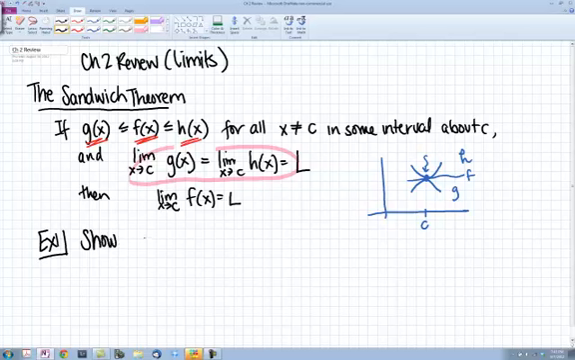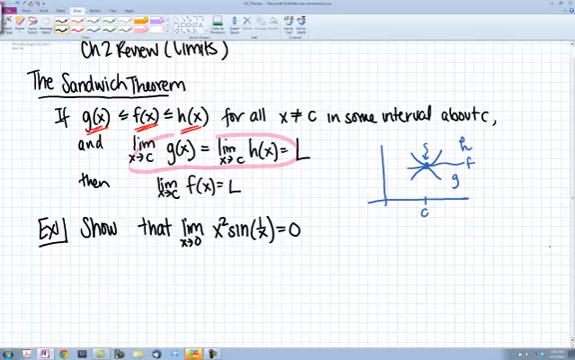Okay, so let's show that the limit as x approaches 0 of x squared sine 1 over x equals 0. I kind of like these problems where it says show, because that means you know it's true, you just have to prove to me that it's true. Okay? Now first let's stop and think for a second. What do you know about the sine function? We know that sine x is between 1 and negative 1, right? It oscillates back and forth, going up and down.